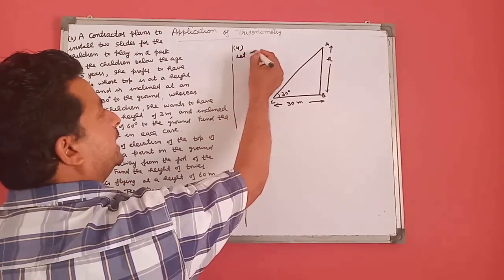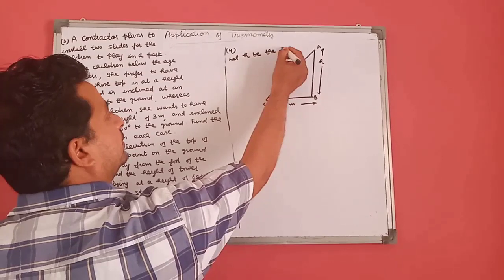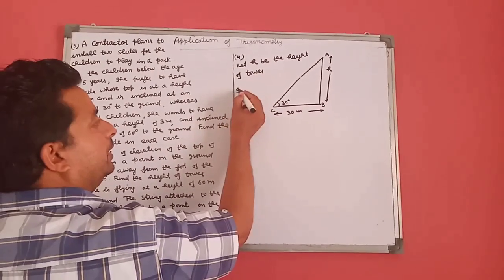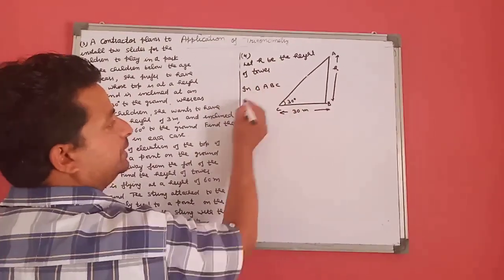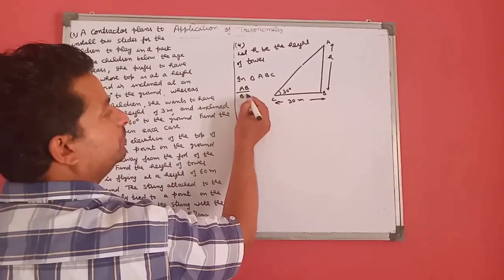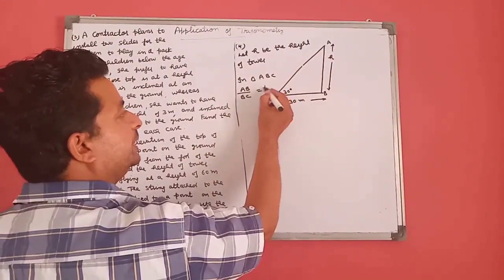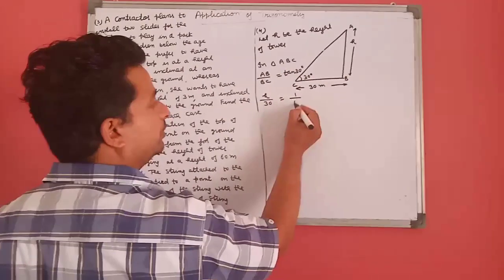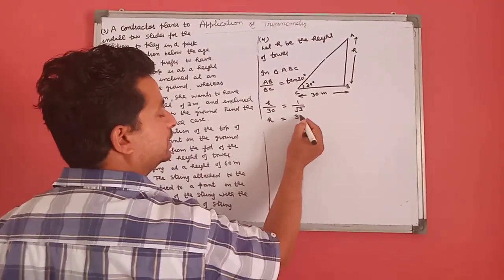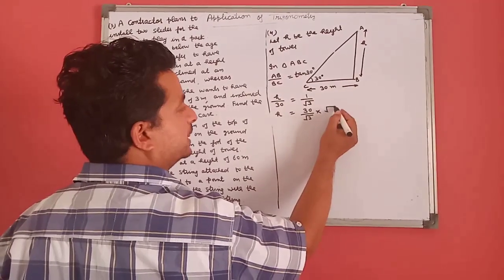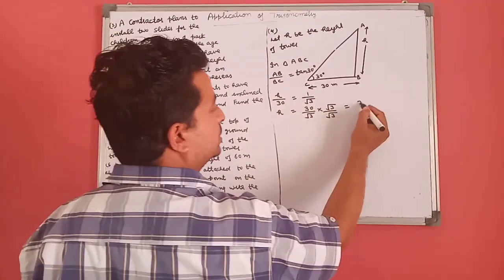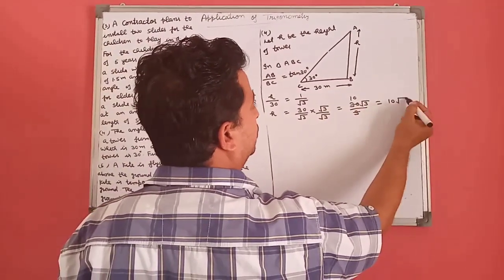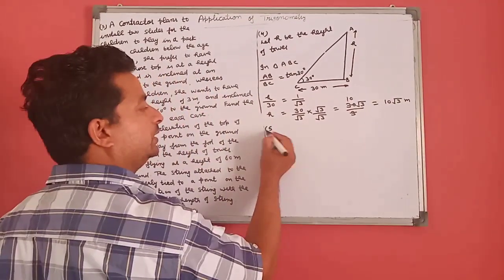Let h be the height of the tower. In triangle ABC, AB upon BC, that is perpendicular over base, is tan 30. h upon 30 is equal to 1 upon root 3. h is 30 upon root 3. This cancels out. This becomes 30 root 3 upon 3. This is equal to 10 root 3 meter. This is the height of the tower.